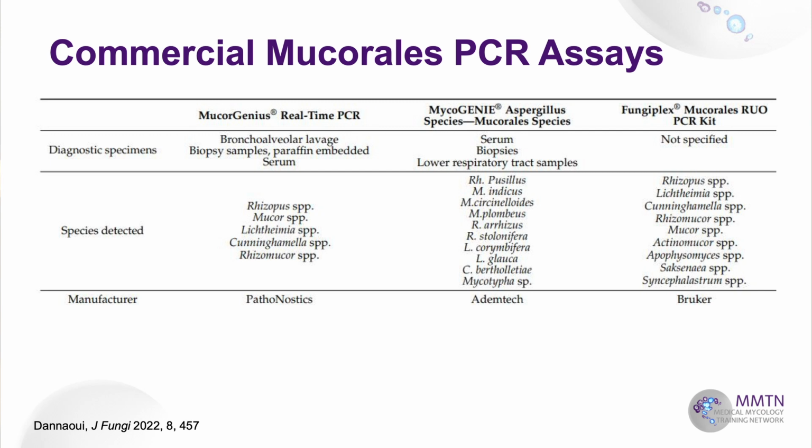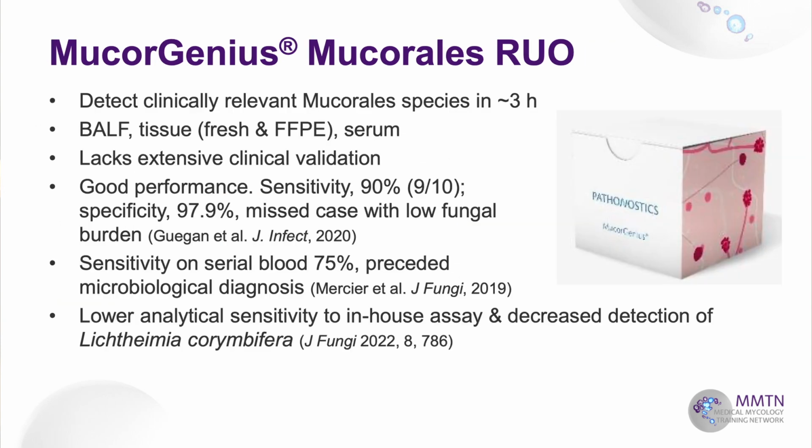Now, unfortunately, there's not really a whole lot in the literature of how these have actually performed in real life. The exception to that is the MucoGenius, which studies have found that it is useful for the detection of Mucorales DNA in a variety of clinical specimens. The assay is quite quick to perform, only about 3 hours for results. It's shown good performance when bowel specimens were tested, with sensitivities of about 90%, specificities of close to 98%. Missed one case of low fungal burden.